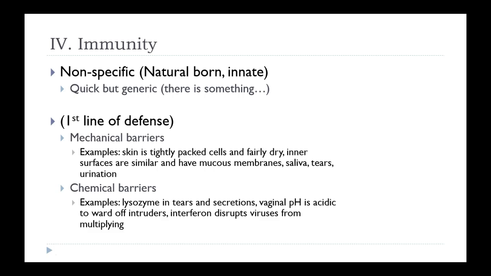Chemical, there's different chemicals. Lysozyme is a chemical that's found in tears and different secretions in the body. The pH in the vagina is usually very acidic, so that most intruders can't live and can't multiply and find their way. This is to protect the uterus so that it becomes a sterile place to be, and that only the proper cells get to it when they need to. Interferon is a substance. There's different types, but in general, it disrupts viruses from multiplying. So an initial virus may get into a host cell, but then it's less likely to spread if interferon acts.